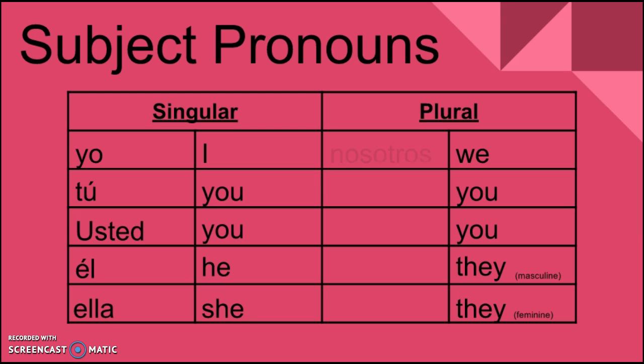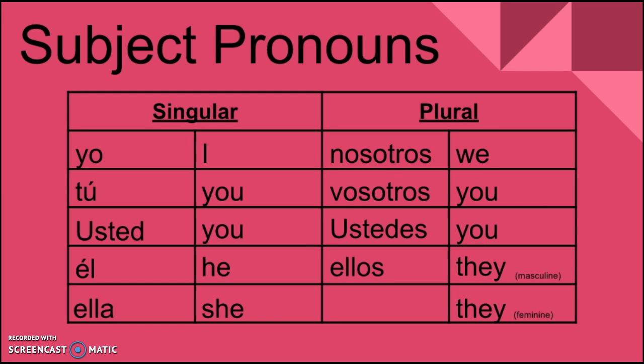For we, the word is nosotros. For you, and if it's plural, so you is referring to more than one person, we use vosotros and ustedes. For they, when it's referring to a group of males or masculine nouns, we use ellos. And if they is referring to a group of females or feminine nouns, we use ellas.